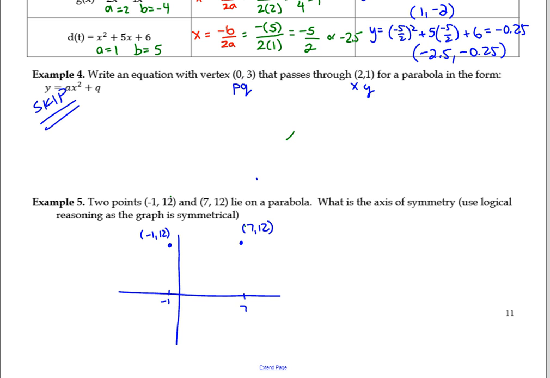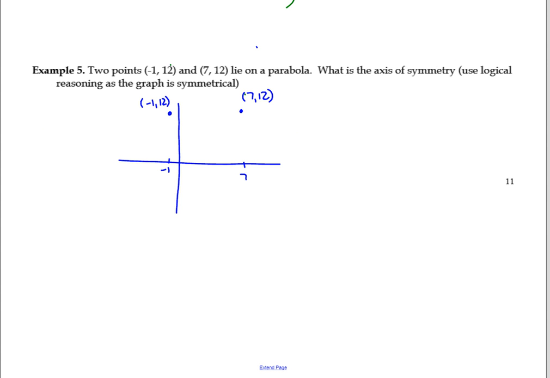What is the axis of symmetry? How could I get it? What do you know about the axis of symmetry? It's halfway. Okay, it's halfway. What else do you know about it? Right down the middle. It's vertically down the middle. Okay? It's vertically down the middle.